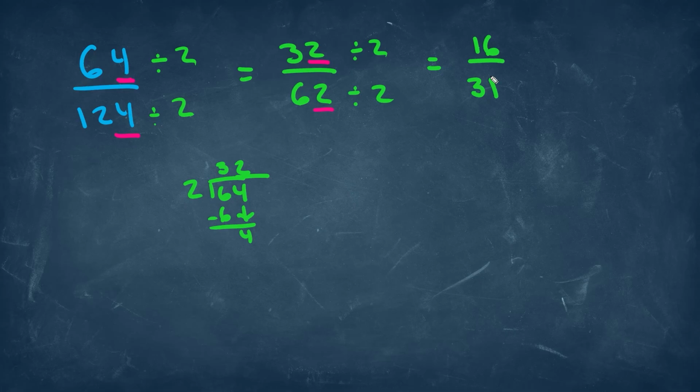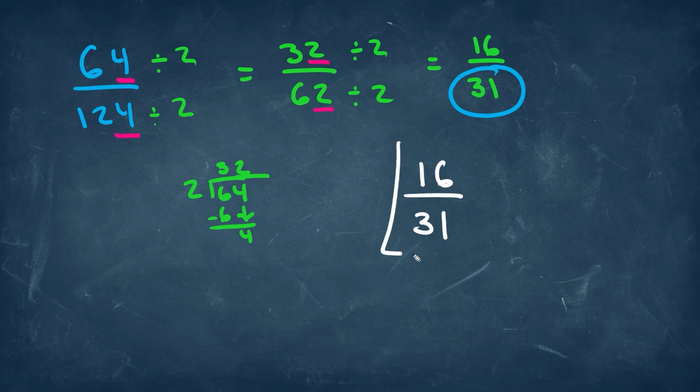Once we get to a point where we have a prime number, which is going to be 31, it means that we can't simplify it anymore. Prime numbers mean that you can't divide a number anymore other than that number. So the final answer would be 16 over 31.